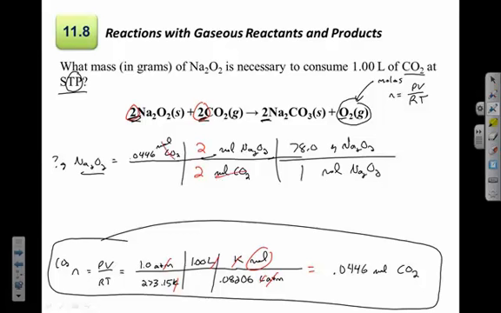So here everything's canceling except the unit I want. And so I would just multiply that, and I would get 3.48. Questions about that one?